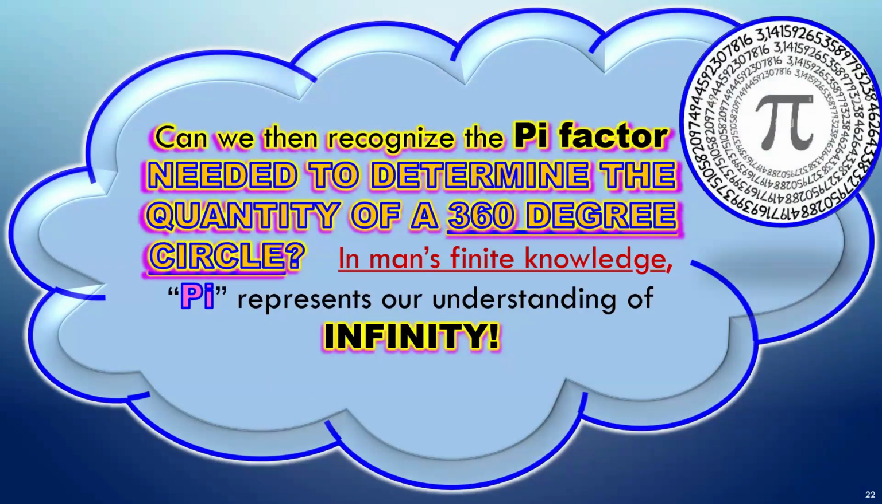Can we then recognize the pi factor? That pi factor needed to determine the quantity of a 360-degree circle? In man's finite knowledge, pi represents our understanding of infinity. Pi has been taken to the trillions of numbers without pattern. It's completely sporadic into the trillions, and it has not stopped. So in our understanding, it represents infinity.